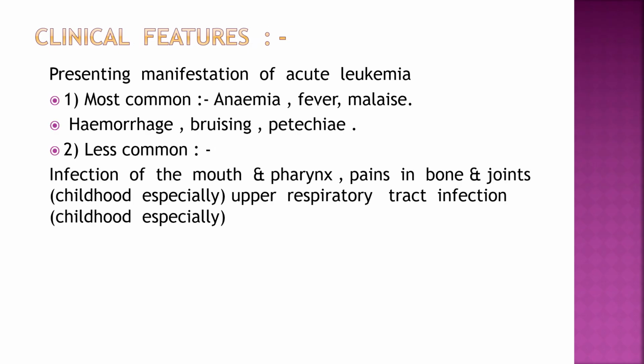Clinically, the patient is presenting with acute leukemia. The most common symptoms are anemia, fever, malaise, bleeding, that is hemorrhage, bruising, petechiae. Bleeding can be from the gum or from the nose or from the skin. Less common symptoms are infection of the mouth, pharynx, pain in bone and joints, mainly in childhood, and upper respiratory tract infection, mainly in childhood.